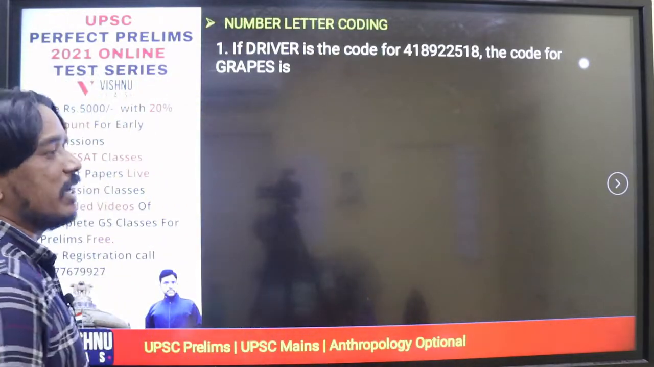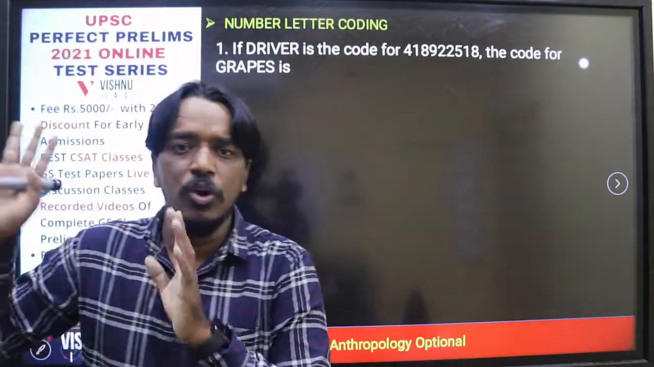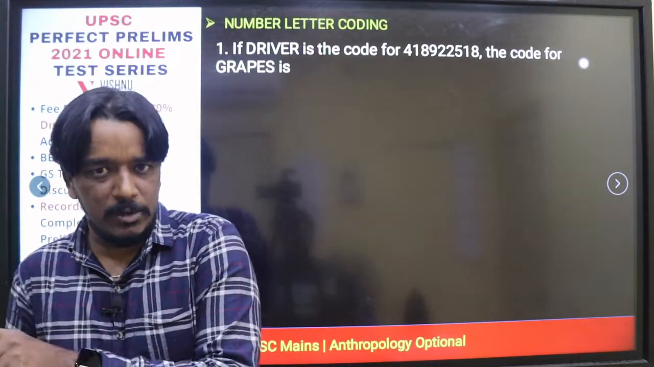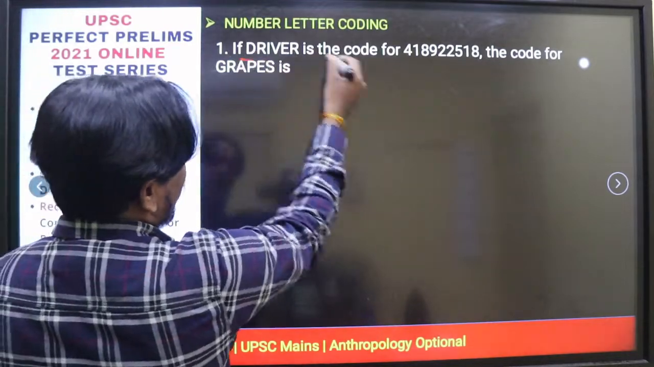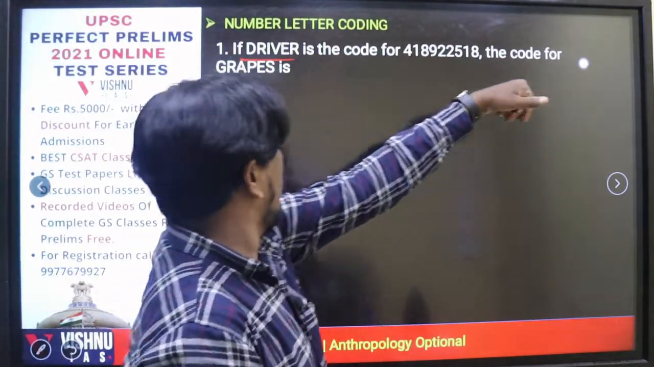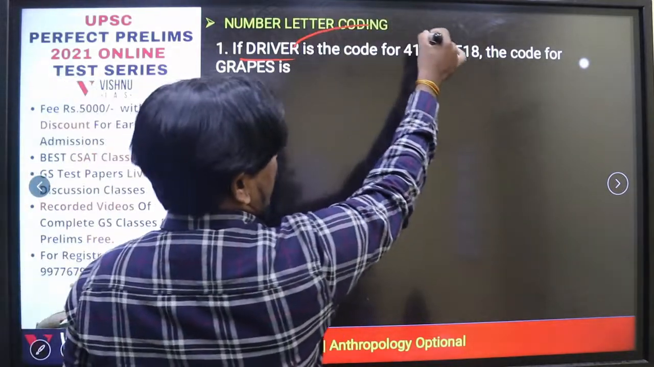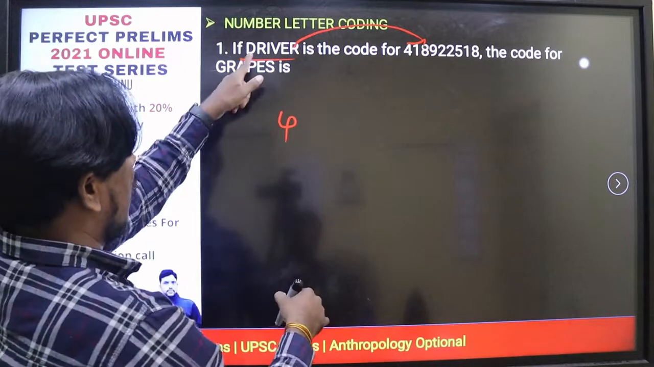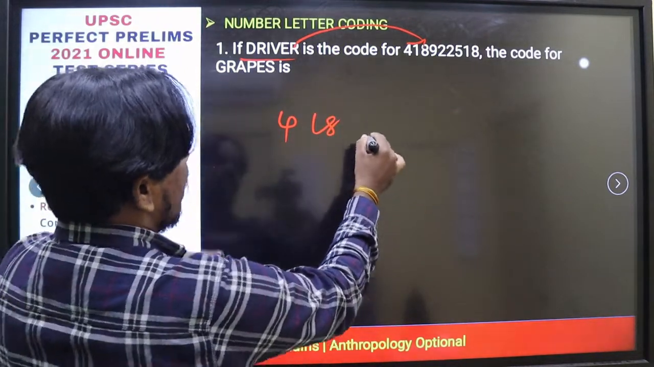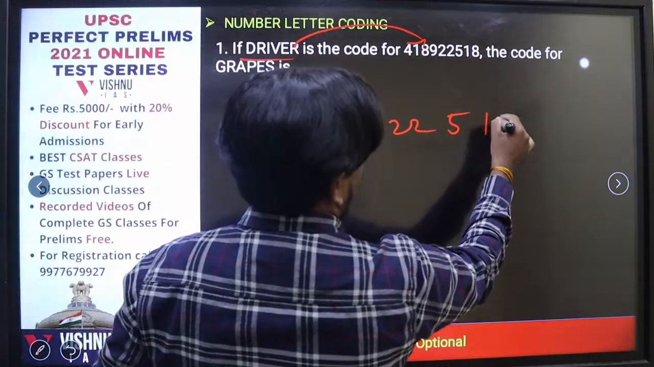We'll take number-letter coding, which is also very, very important. But these direct questions are related to alphabetical sequence, forward numbers or reverse numbers. That's it. No other important thing here. So driver is coded in this way. And what is the code for grapes or whatever word? First understand what the logic is. Directly D is actually 4. R is 18, I is 9, V is 22, E is 5, R is 18.